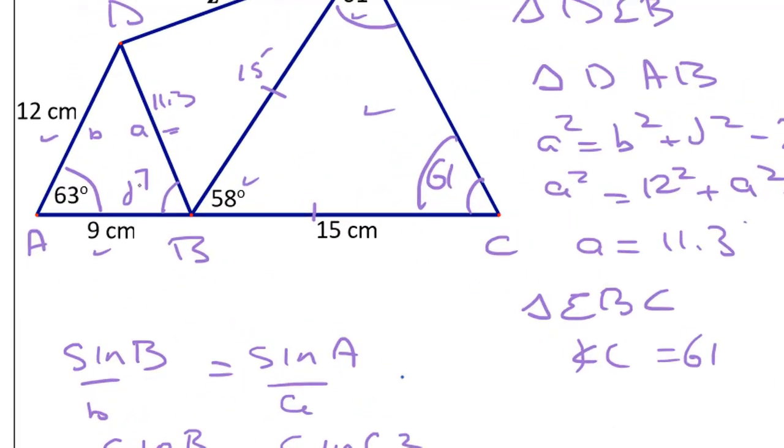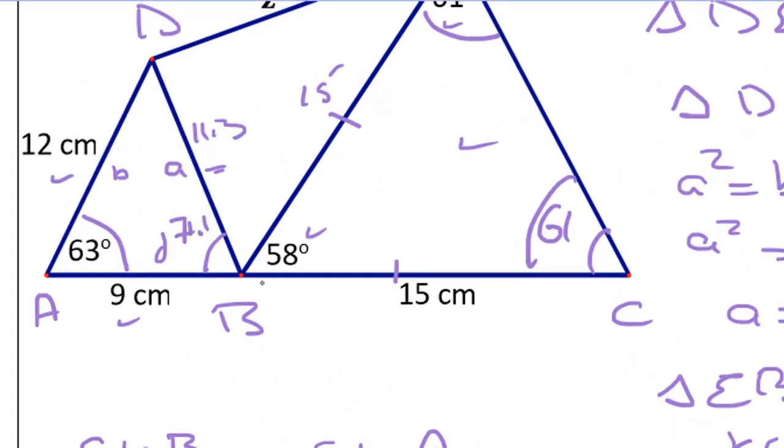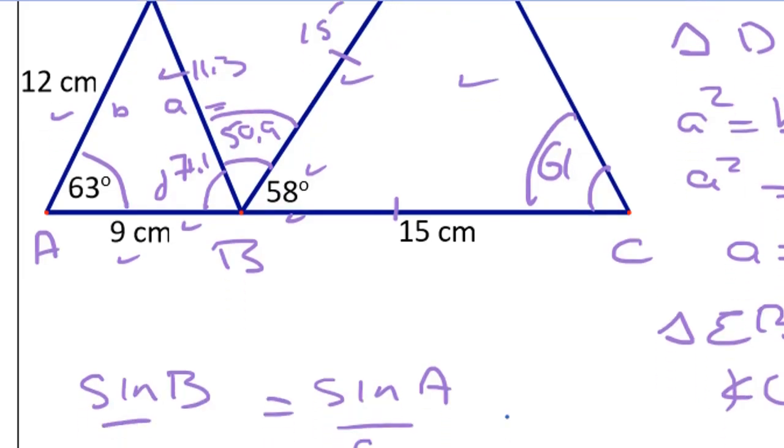Because this is 71.1 and this is 58, I can calculate what this angle is right here, since they all have to add up to 180. So I can write that in here, 50.9, and now I know this angle, I know the two sides that contain the angle, and I can calculate Z using the cosine law.